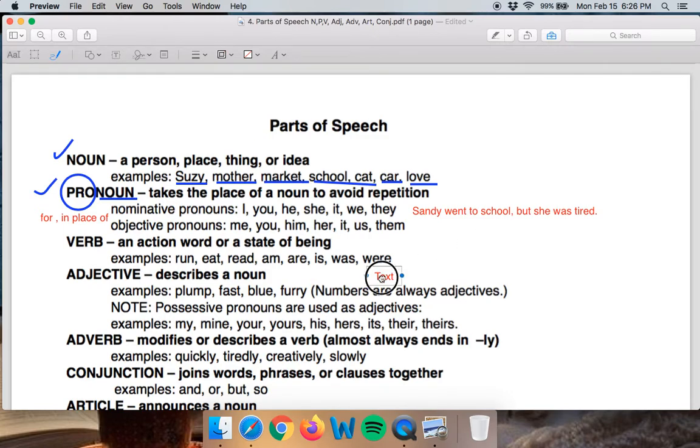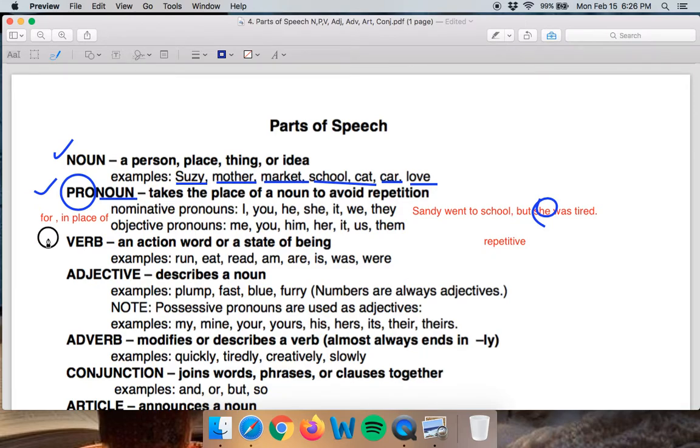And we don't want to sound repetitive if we can help it. So what we do instead is we use a pronoun to take the place of the noun that we don't want to repeat. We use a pronoun, she. Okay? So pronouns take the place of nouns, and we use them to avoid repetition. Okay, and then one more, and we'll practice a couple.